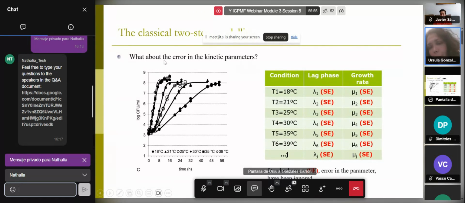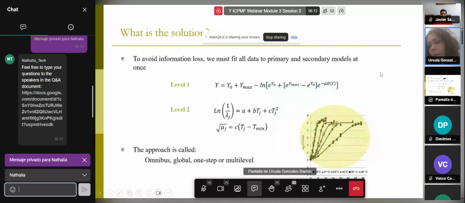Okay, so we hang on to this question about the error. When we talk about the error, we mean the standard error associated to this lambda, the standard error associated to lambda 2, 3, 4, 5, 6. And this error should not be ignored. If we want to predict, we should not lose it, we should maintain it. So the solution is that we take the whole data.